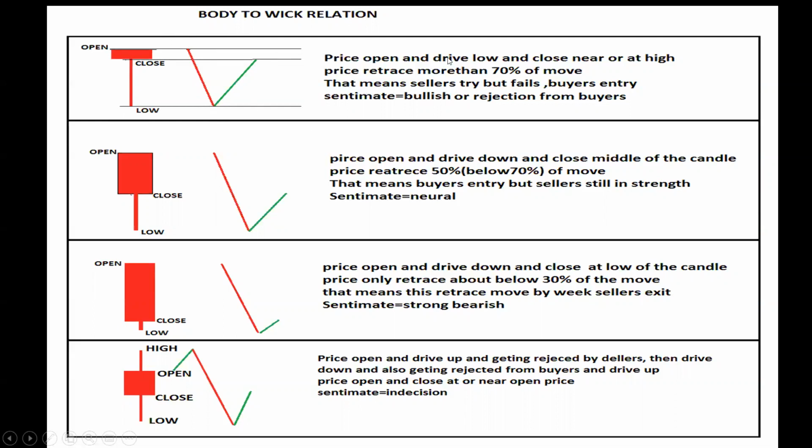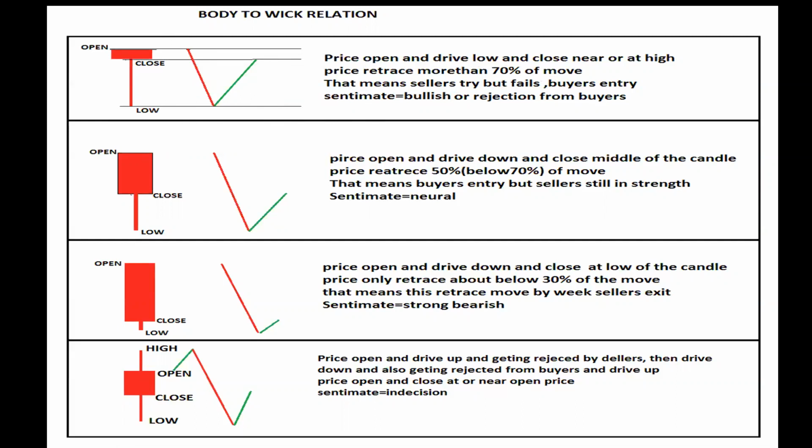So price opened and drove low and closed near a high, retracing more than 70% of the move, which means that sellers tried to sell it, but they failed. Buyers entered, changed the sentiment to bullish, or they rejected that actual price level. And this is actually a nice entry signal that we'll go into later in the call.